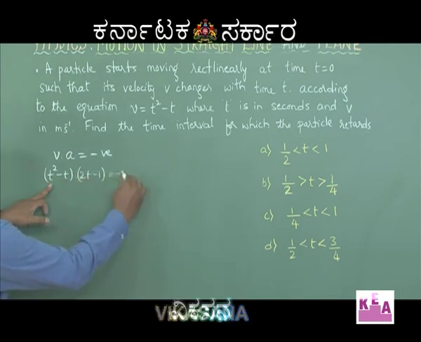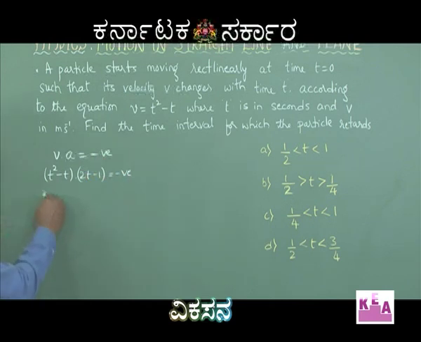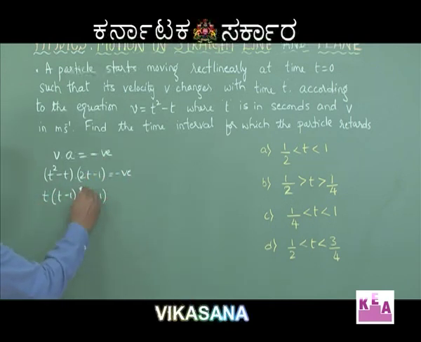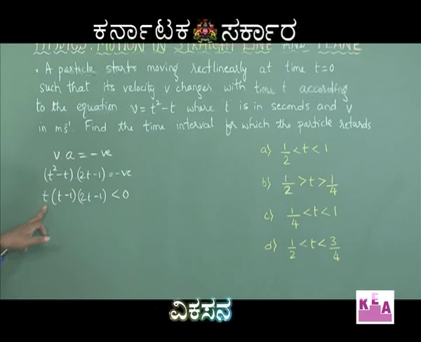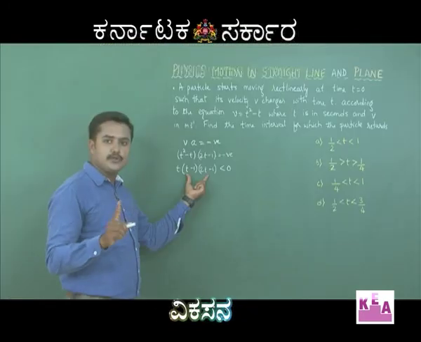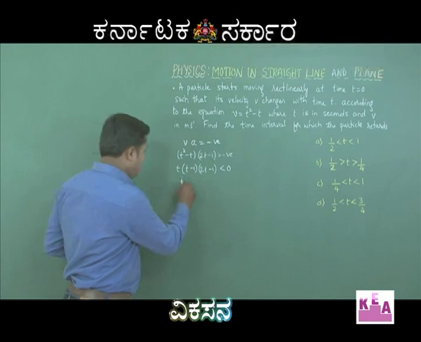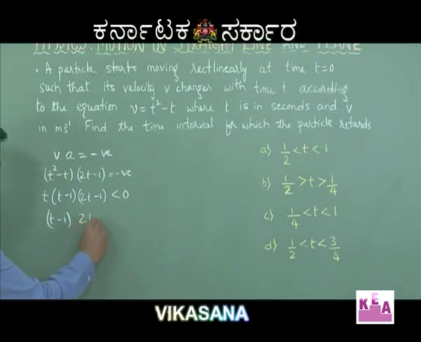This product should be negative. So, I will take t common here: t into (t − 1) into (2t − 1) should be less than 0. Look at this, t is always positive. So, the product of these two terms should be negative. What does that mean? (t − 1) into (2t − 1) should be less than 0.